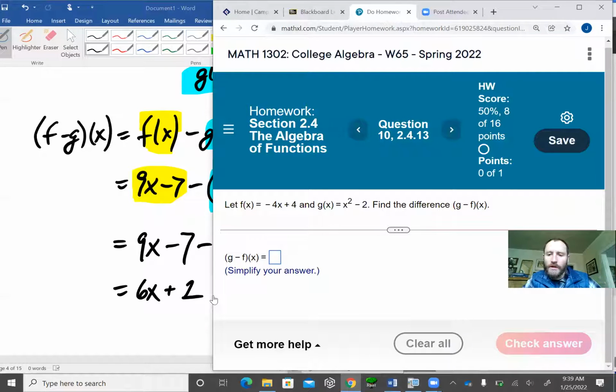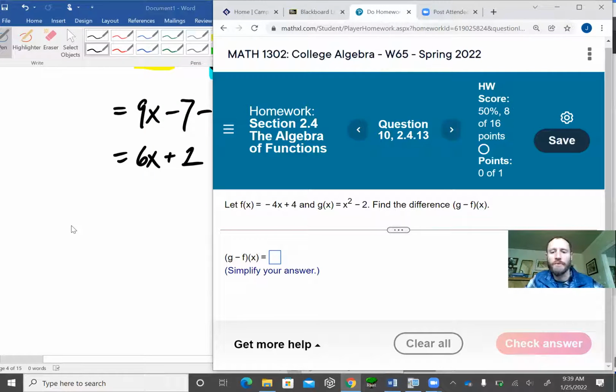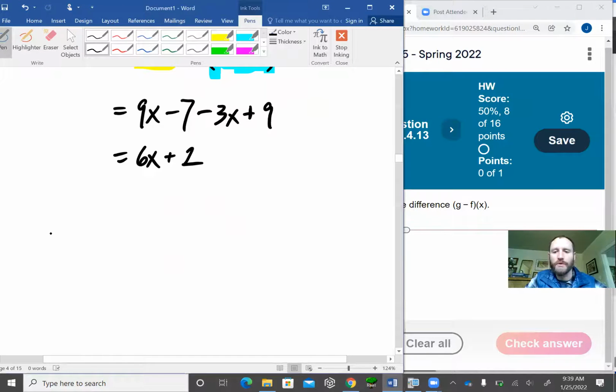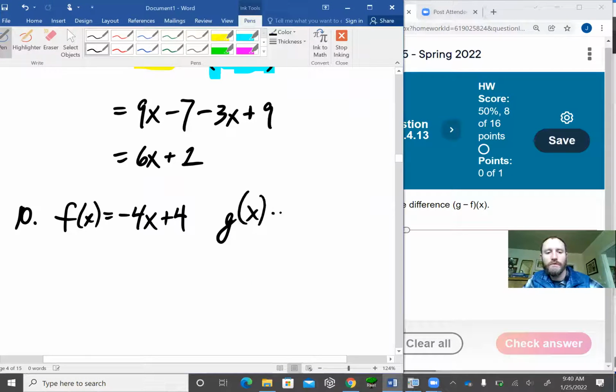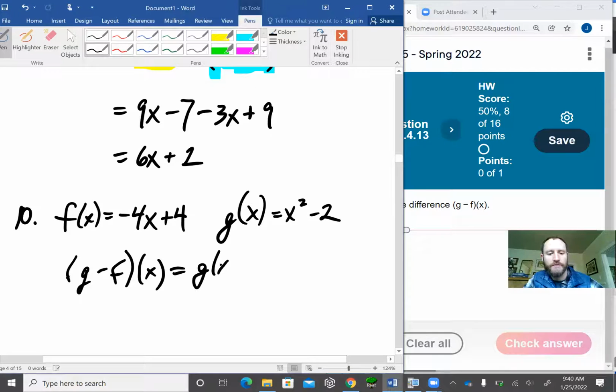Okay, another one of these. Now notice this time it'll get you. This is g minus f. So instead of f minus g, they can sometimes put the g first. In this one, what are we on now? Number 10. So f of x is negative 4x plus 4, and g of x is x squared minus 2. And then g minus f of x. They've changed the order on it. So that's going to be g of x first and then minus f of x.